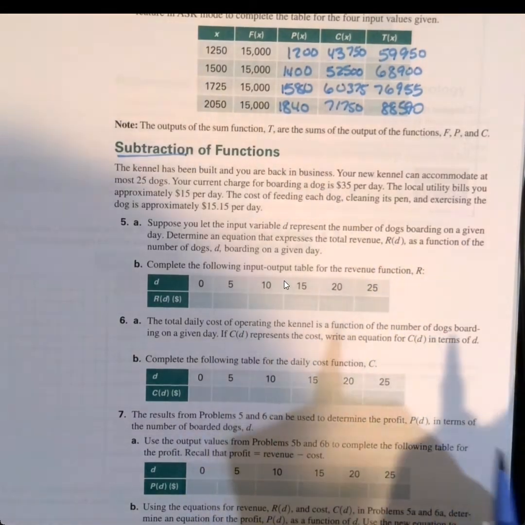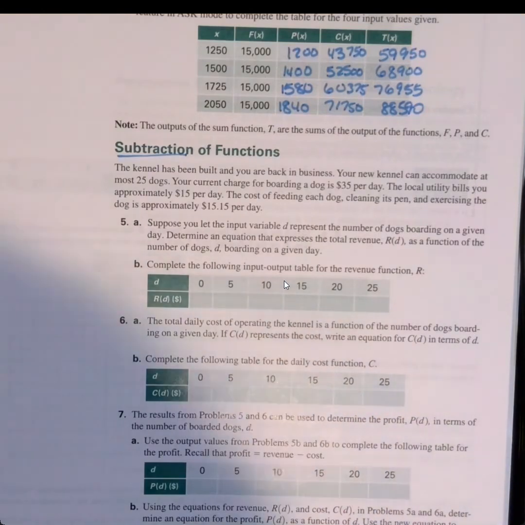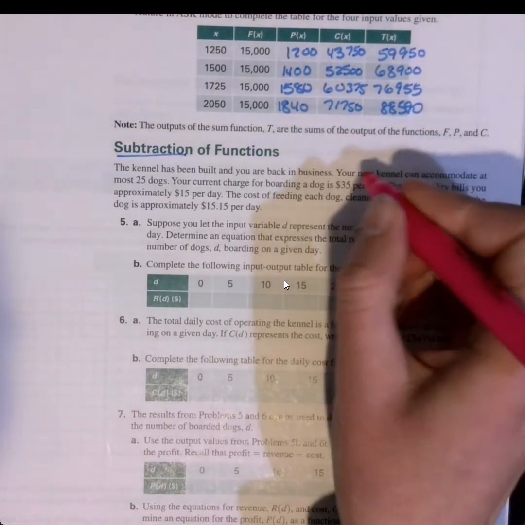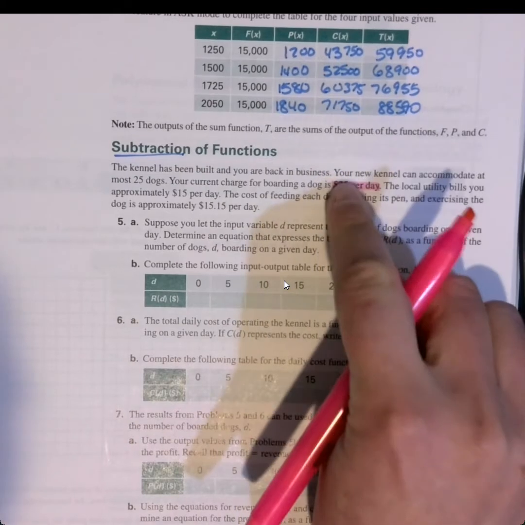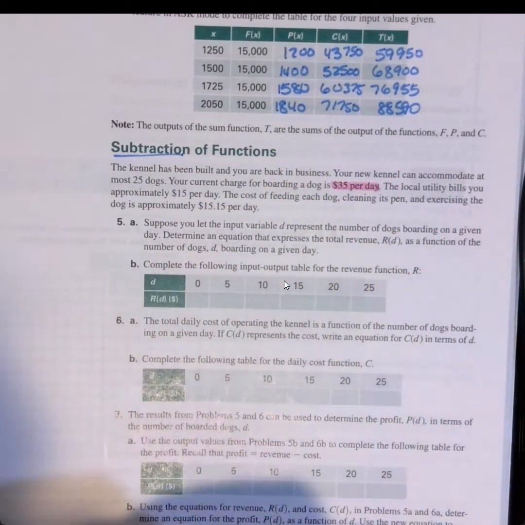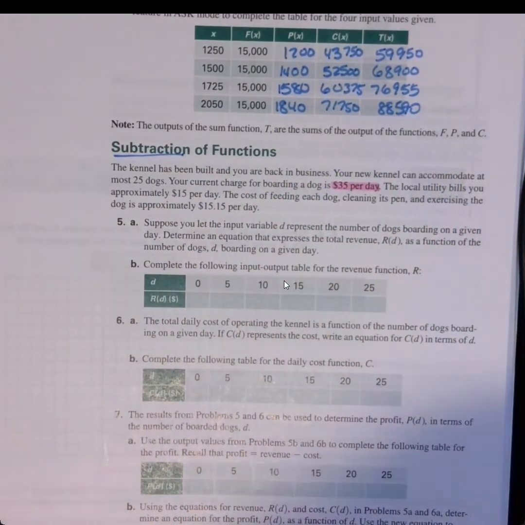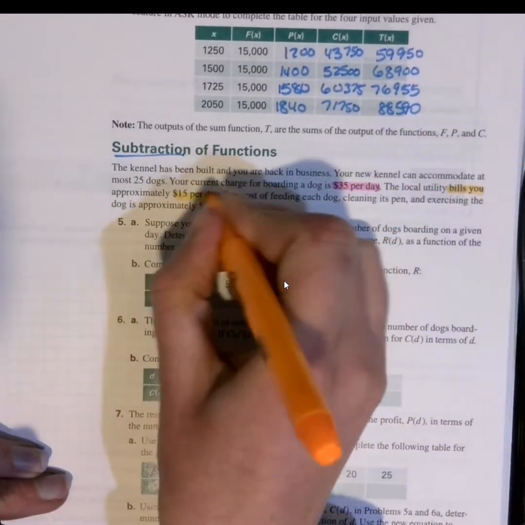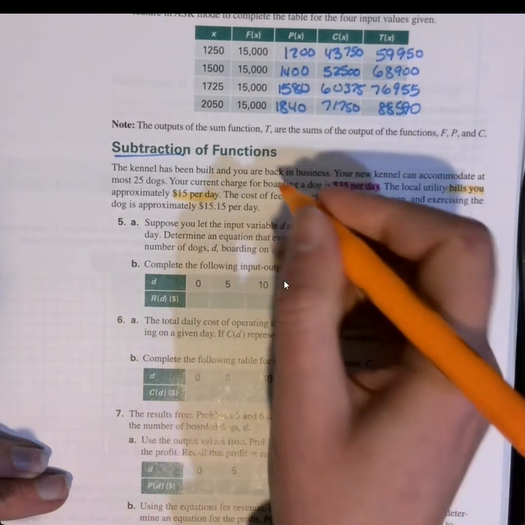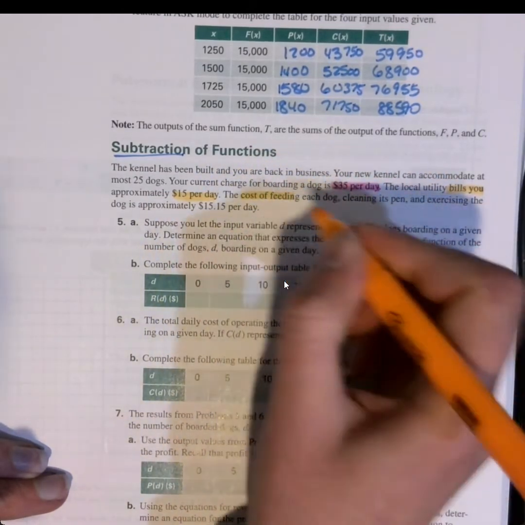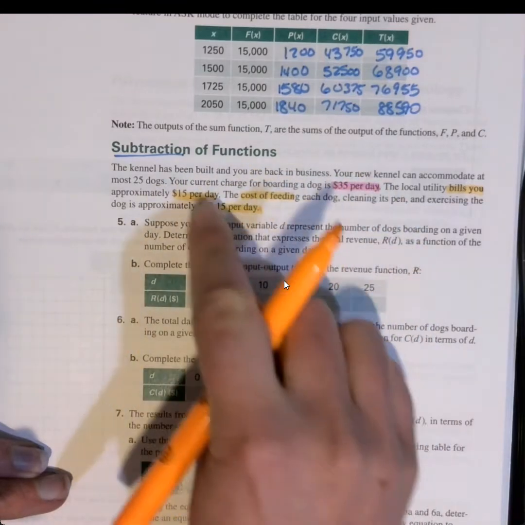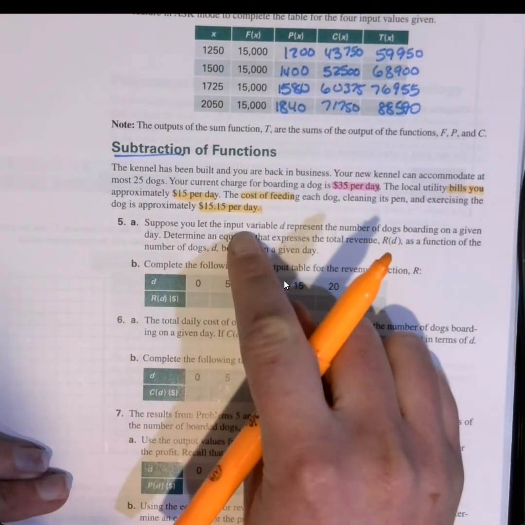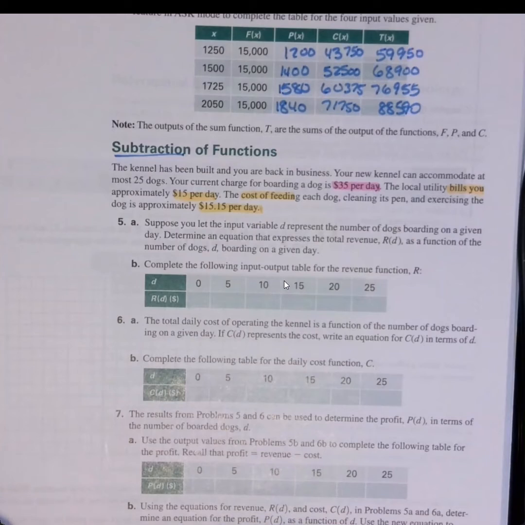Okay, so for revenue, we are making $35 per day. That's what we're charging. The other two numbers that we were given up here are bills. So we have a bill we have to pay that's $15 per day. And then we have to feed those dogs. So that's something we have to pay for. We're not getting money for that. So these two are costs incurred. And then this is our revenue. So only the first one is the revenue, $35 per day.